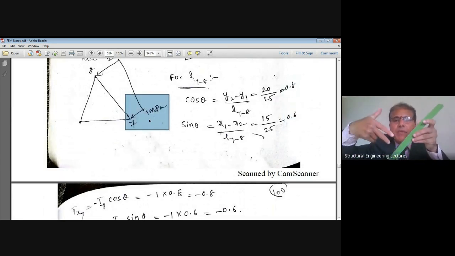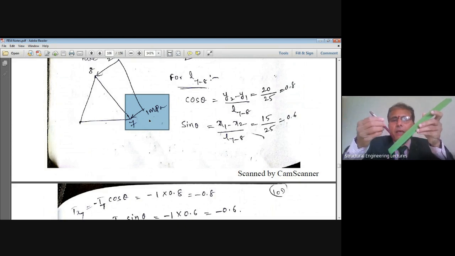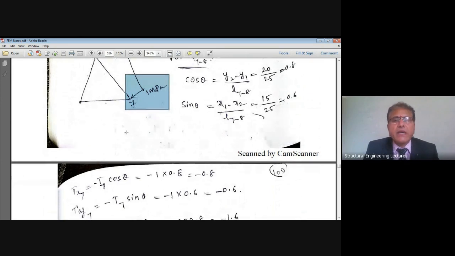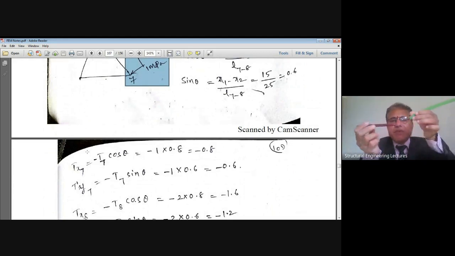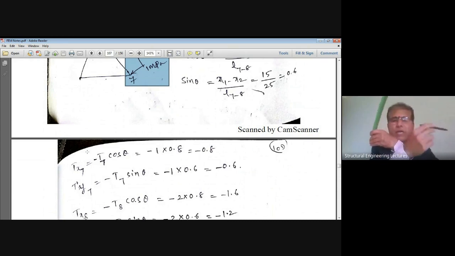This 1 MPa can be split into 1 cos theta and 1 sin theta. Therefore, along the x direction, the component is minus T7 cos theta. Why minus? Because it is acting in the negative x direction. Therefore, Tx7 is minus T7 cos theta.